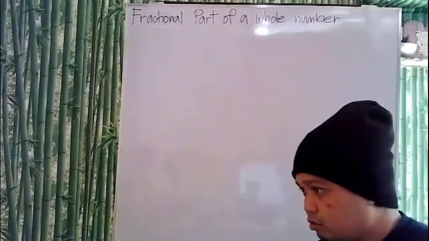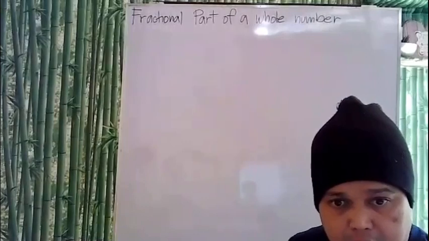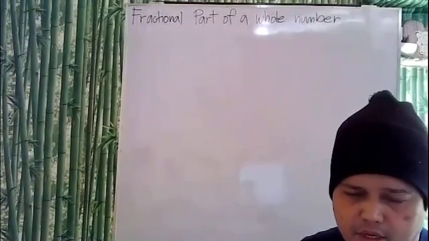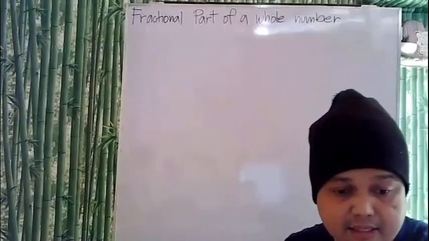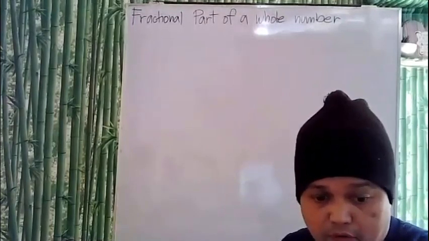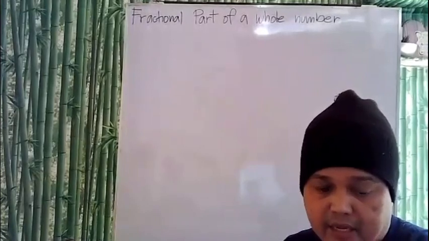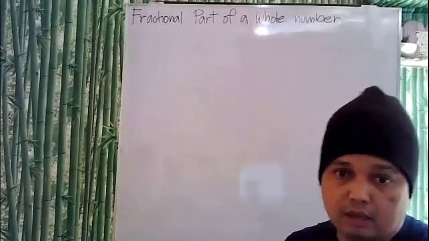Okay, so we're going to continue your lesson, and we are now in the fractional part of a whole number. We're going to get the fractional part of a whole number. How? By multiplying the fraction to the whole number.